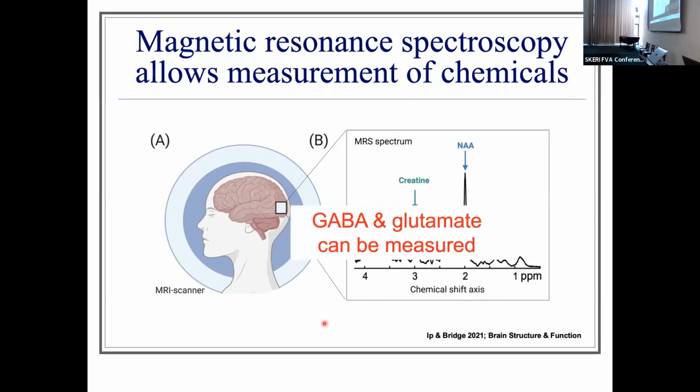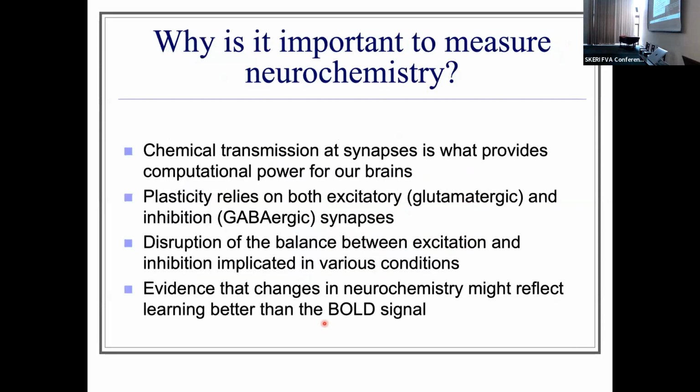What I'm particularly interested in is GABA and glutamate, the main inhibitory and excitatory transmitters that we're interested in measuring. So why is it important to measure neurochemistry? Well, I've got a few points here.